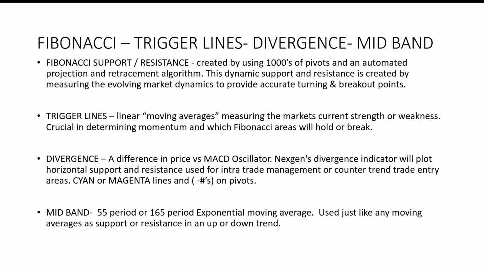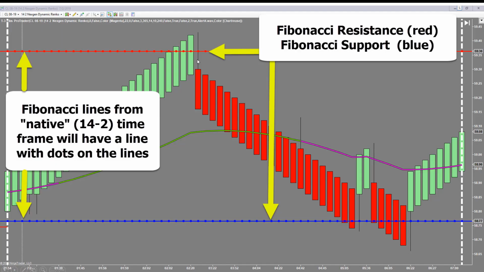First thing you're going to see indicator-wise, the main components are Fibonacci support and resistance, trigger lines, divergence, and our midbands. And Fibonacci support and resistance is created using thousands of swings of pivots, multiple time frame projections and retracements, and then an algorithm that ranks all of the different time frames, projection numbers, sorts them, and then spits out a simple red or blue line. And it's going to look like this. A red line will end up being resistance and a blue line that's support.